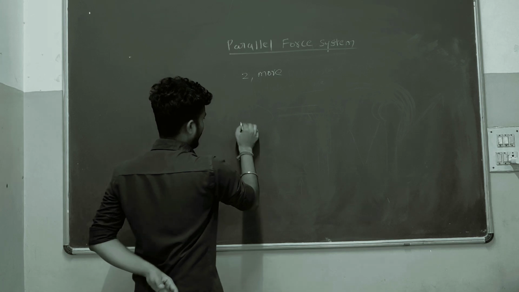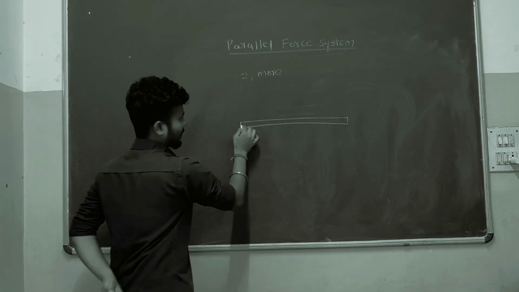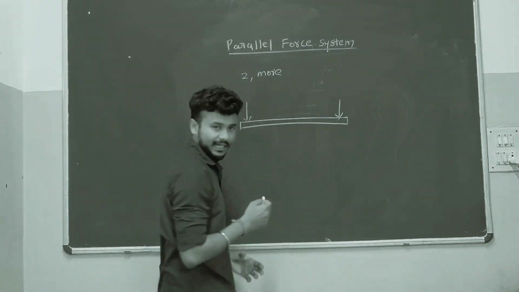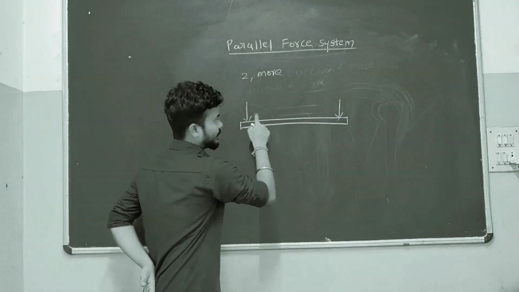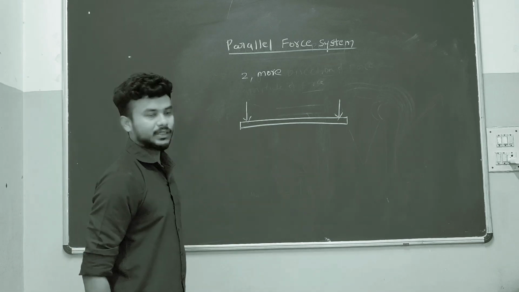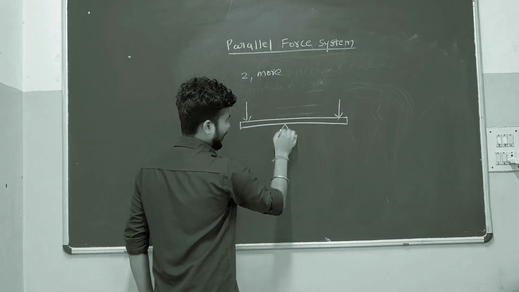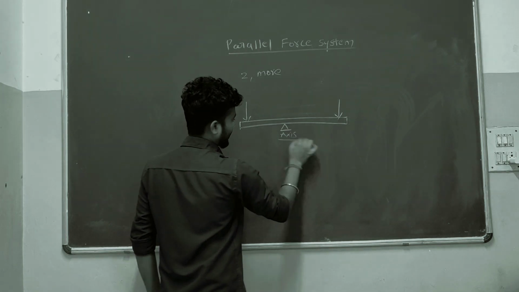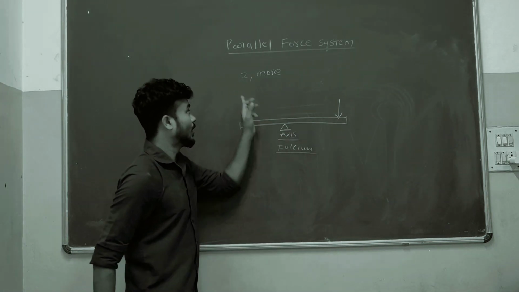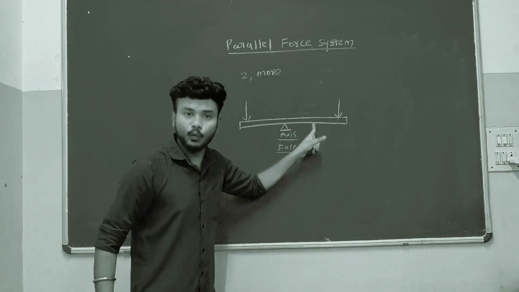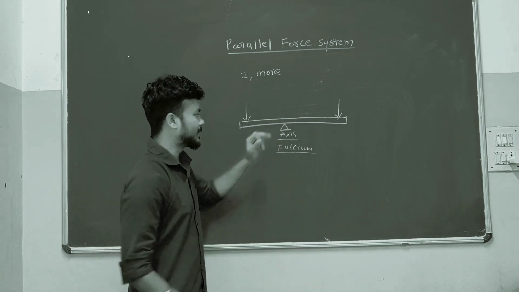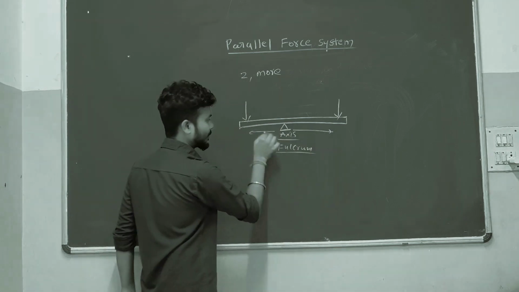What is this parallel force system? Two or more forces acting on one object, and there should be a distance between these two forces. In the middle, the axis will be there. Axis is nothing but the fulcrum. So two or more forces acting on one lever, with some distance between these two forces and some distance from the axis.